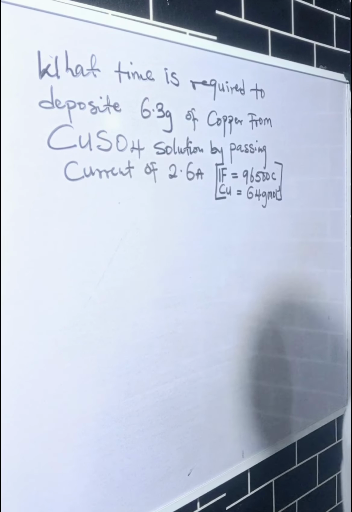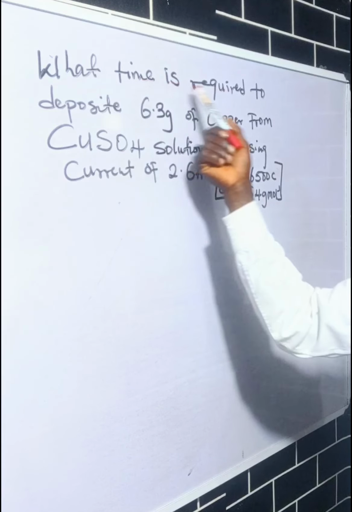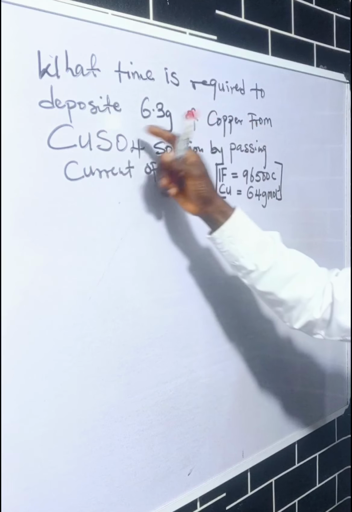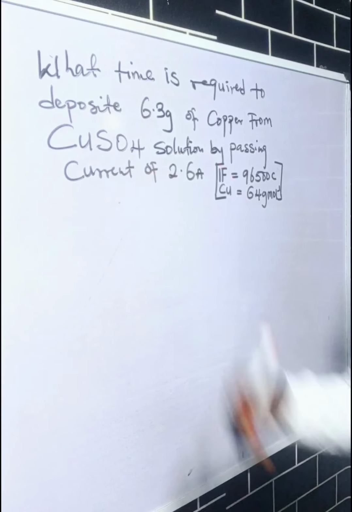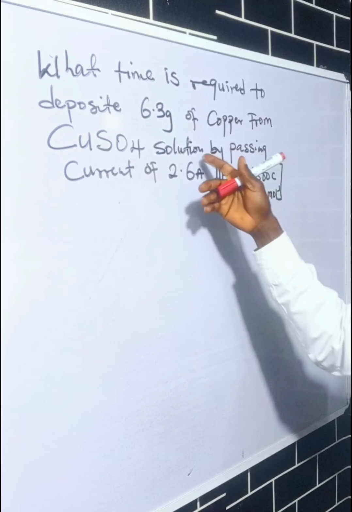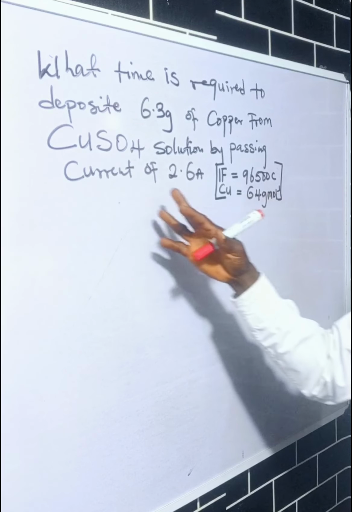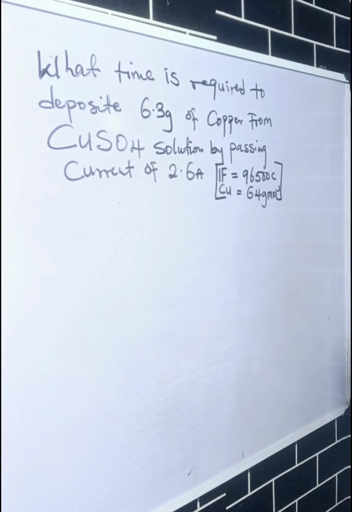Welcome. We have a question here on chemistry. The question reads: what time is required to deposit 6.3 gram of copper from copper(II) tetraoxosulfate(VI) solution by passing a current of 2.6 ampere?